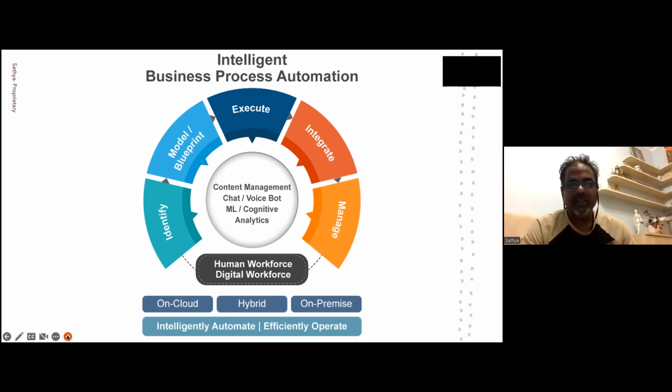No changes, except that now we have certain things called cognitive analytics, we have a voice bot, we have a content management system, we have a human and a digital workforce, which needs to be clearly defined, who's doing what. And we are going to be having solutions from cloud, maybe hybrid, maybe in situ or on-premise, and then we need to work together.